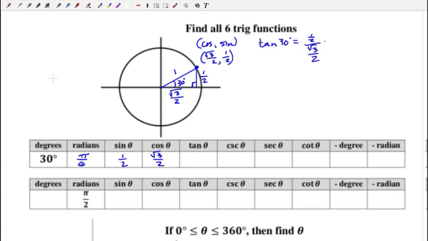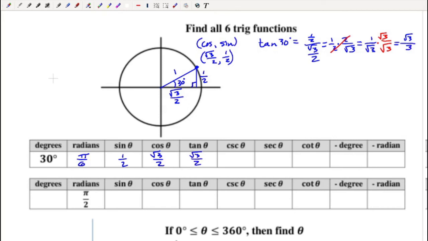And we want to simplify that out by flipping to multiply. So this is 1/2 times 2/√3. And I'm going to cancel out these 2's. So I get 1/√3. And I'm not done yet because I don't like having a radical on the bottom. I've got to rationalize that denominator. So multiply top and bottom by √3/3. It's going to get me, final answer, √3/3. So there's my tangent.